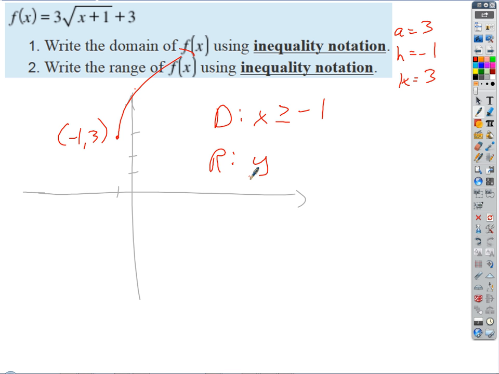Okay, greater than or equal to, right? Equal to because it starts at 3 and greater than because we can pick values that are bigger than 3 because it's going up. Okay, that's it, right? Make sense? So just a quick sketch, go from there, right?